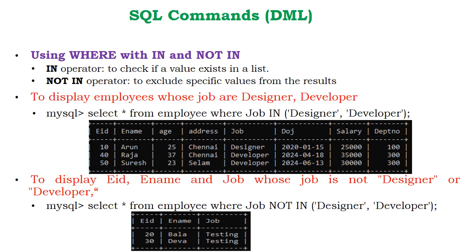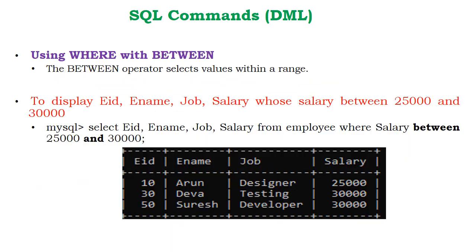And the next example, to display the employee ID, name, and job whose job is not designer or developer. It means except designer or developer, the remaining records will be displayed. In that case we can apply NOT IN.